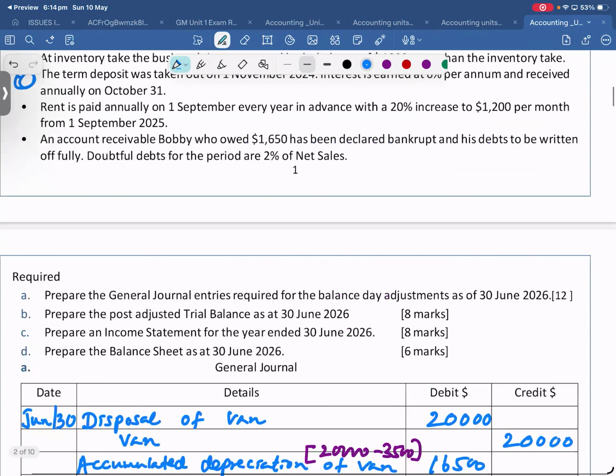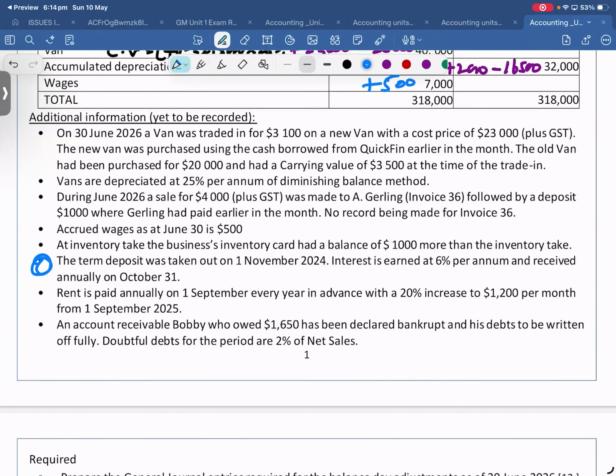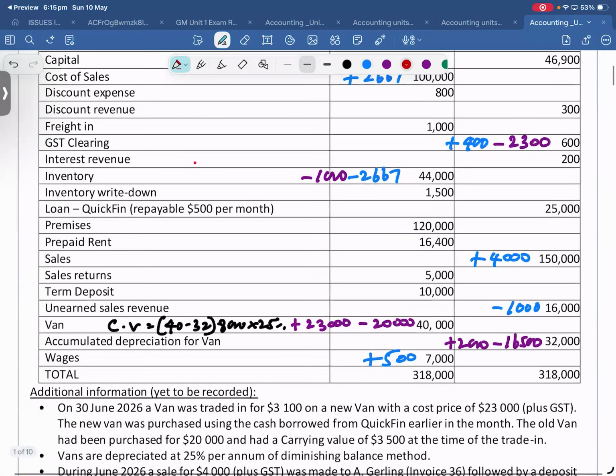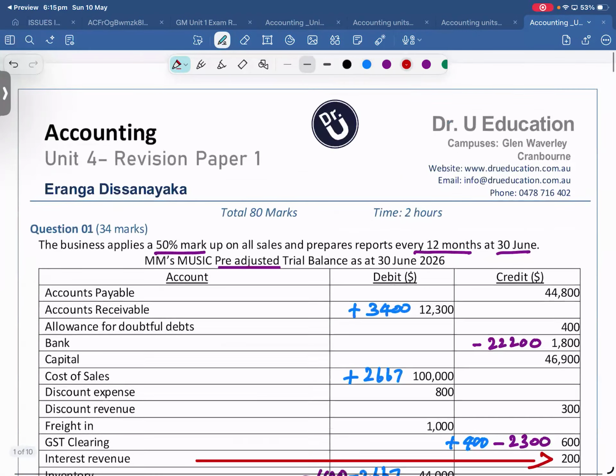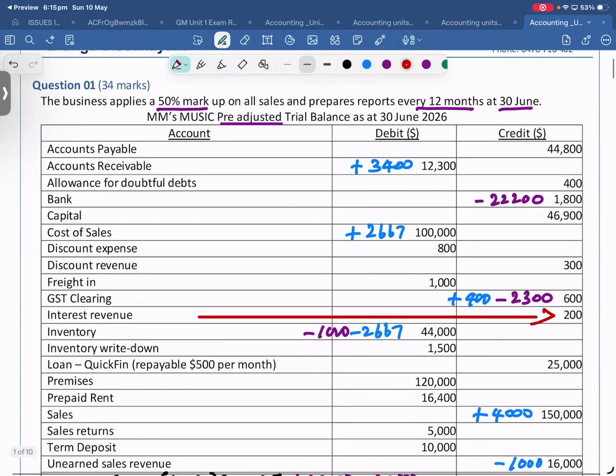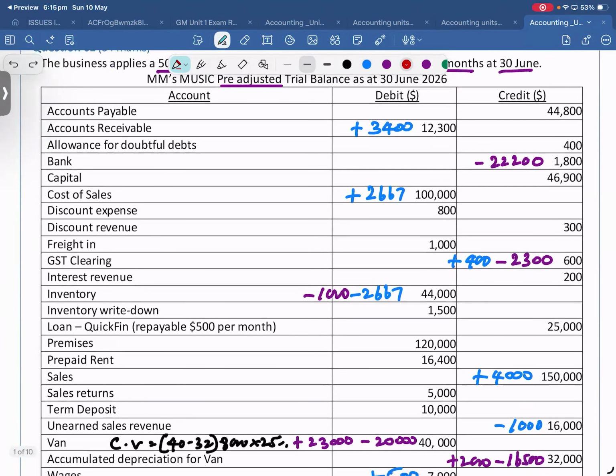So, term deposit on 1st November, and then interest is earned and received annually on October 31st. So why do you have 200 here, guys? Because when they received the interest revenue, what is this year? 30th June 26. That means when they receive the interest on 31st October 25, because they are preparing annually, 4 months interest have been earned and received in that period itself. What are the months? July to October, 4 months.